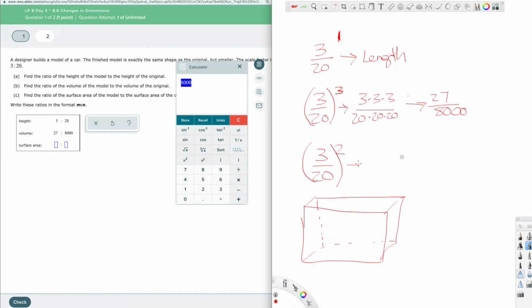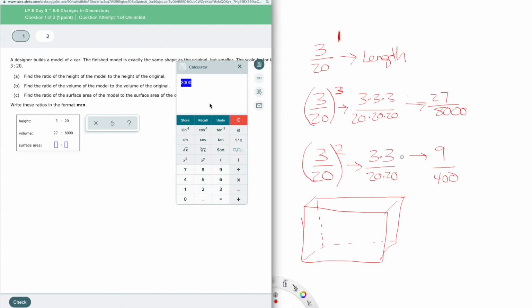So now we're going to square it. So 3 squared, again, not 3 times 2. 3 times 3, which is 9. And this is 20 times 20, which I believe is 400. I'm going to check just to make sure. 20 squared is 400. So I get 9 over 400.